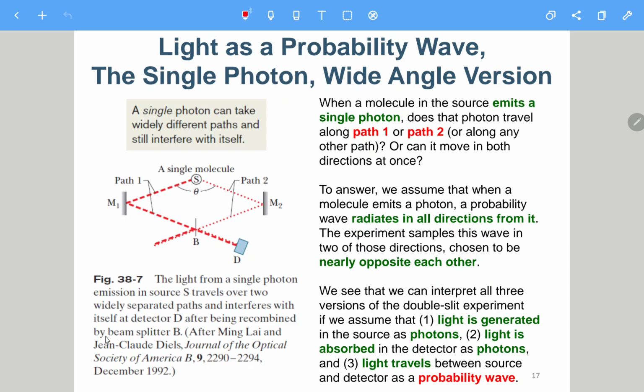You can see here, this is a paper in the Journal of the Optical Society of America in 1992. Of course, you are young, so probably you were born after 2000, but it's actually quite close to us. 1992, less than 30 years ago. This year is only 2021, so 29 years ago, they did this experiment.